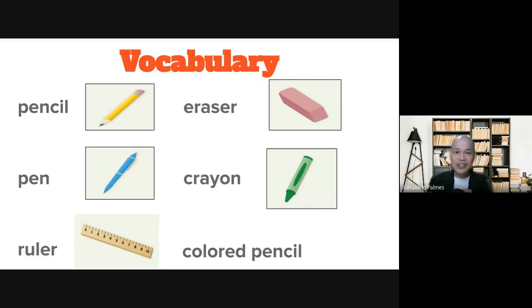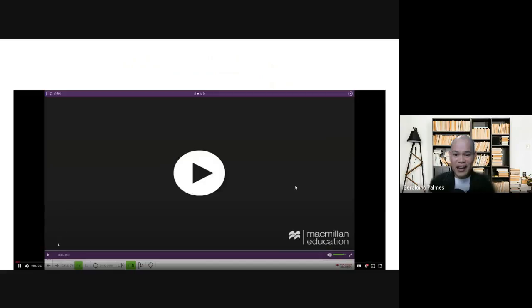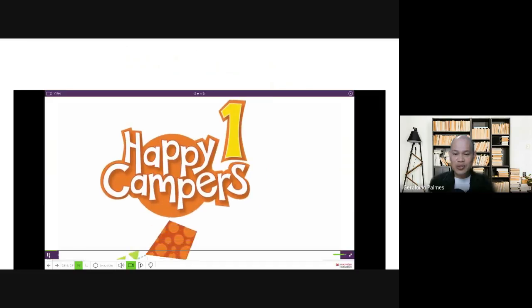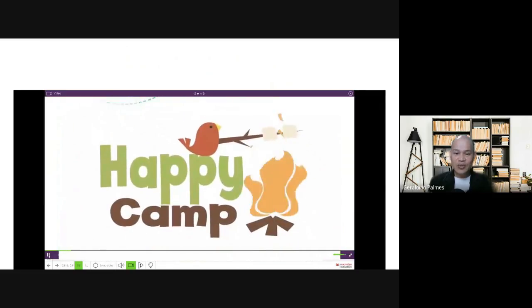Crayon. By the way, I was telling you last time that when we talk about crayon, we have all the colors out there. This one right here is green, but there are more colors out there. Same thing with colored pencil. Colored pencils have so many colors, same as crayons. So these are all our vocabulary for Lessons 3 and 4. And today we will be focusing on the grammar. But before that, I want you to look at the video right here about introducing or presenting classroom supplies.